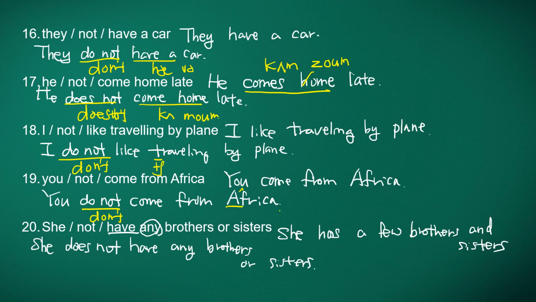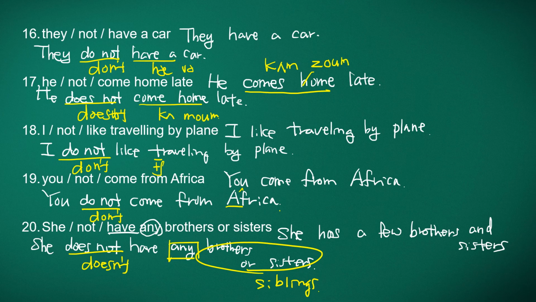And number 20, she does not, doesn't. She does not. She doesn't have any brothers or sisters. This becomes, you can use siblings. She doesn't have any siblings. She has a few siblings. She has many siblings. She does not have any siblings. So you use any for negative.